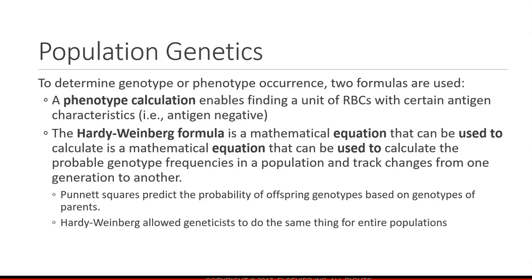The Hardy-Weinberg formula is a mathematical equation that can be used to calculate the probable genotype frequencies in a population and track changes from one generation to another. Punnett squares predict the probability of offspring genotypes based on the genotypes of the parents. The Hardy-Weinberg allowed geneticists to do the same thing for entire populations.